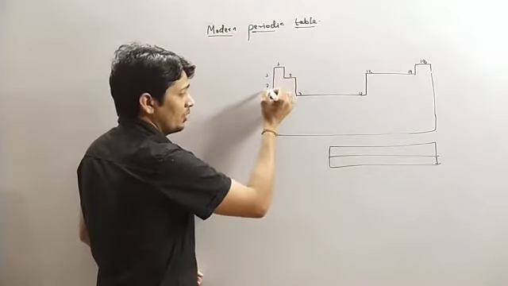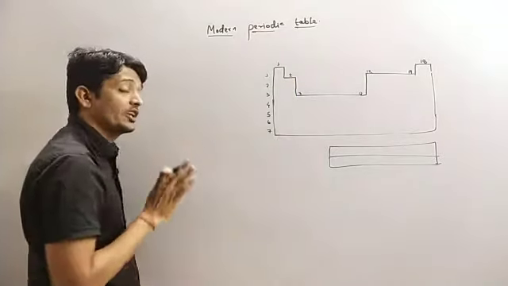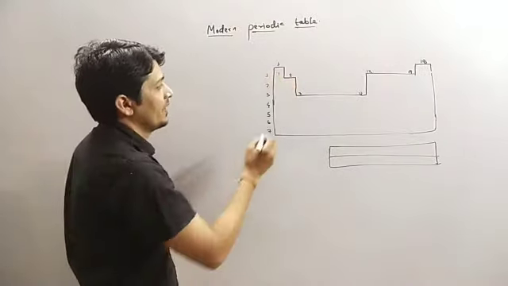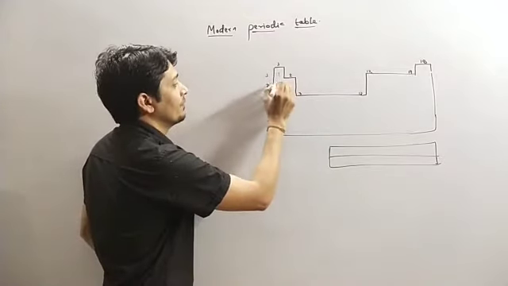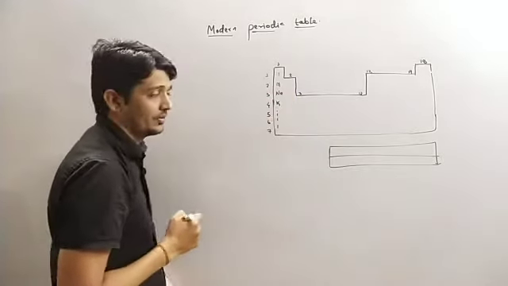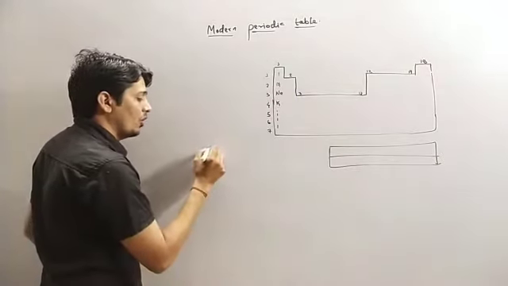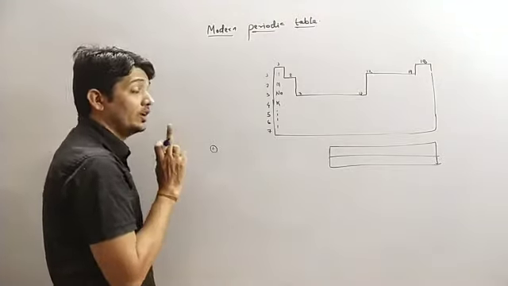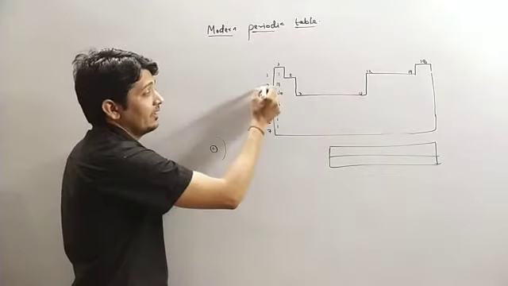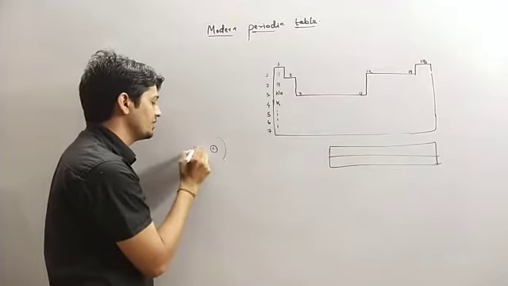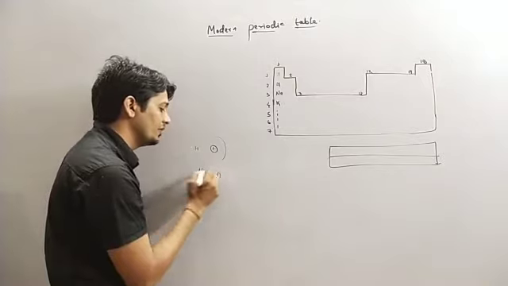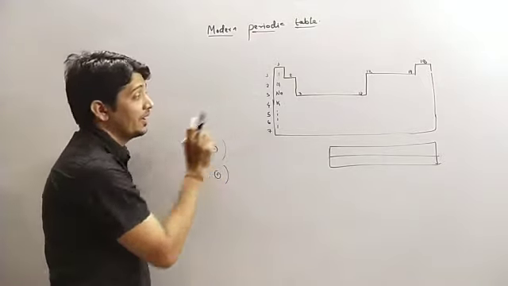See, the number of periods represents the number of shells present in an atom. Suppose we have first element here hydrogen. After hydrogen we have lithium. Here we have sodium and potassium and so on. So if we look at hydrogen, it has only one electron, that means it contains only one shell. If we look at the case of lithium, we have the nucleus, and lithium has 3 electrons.